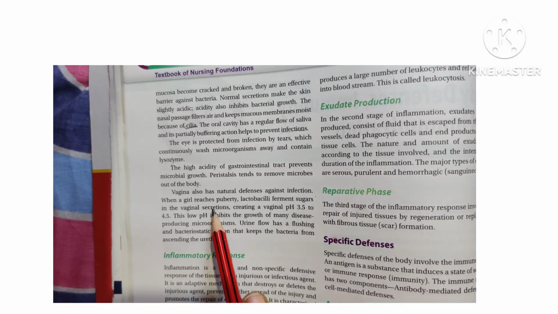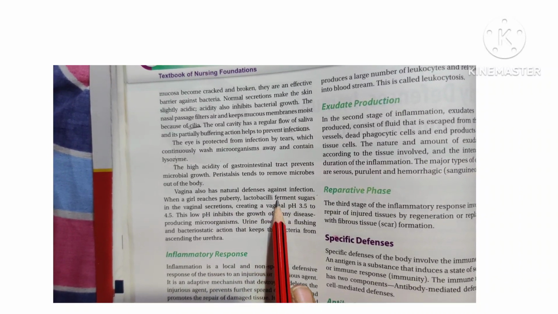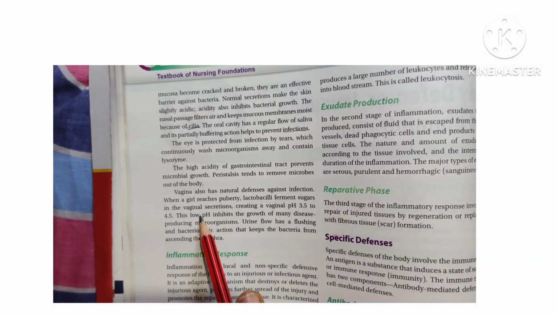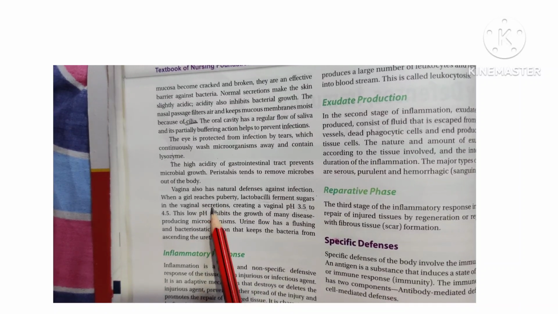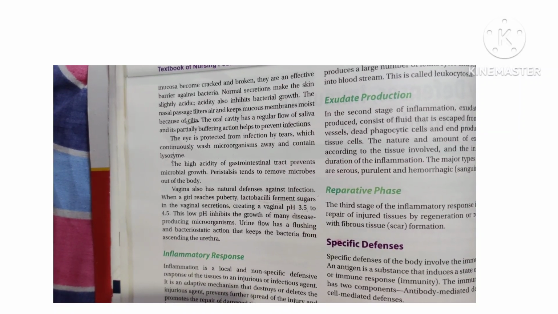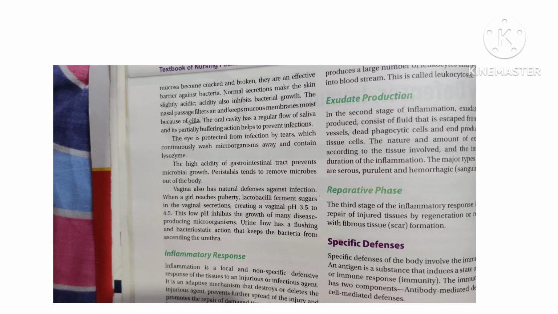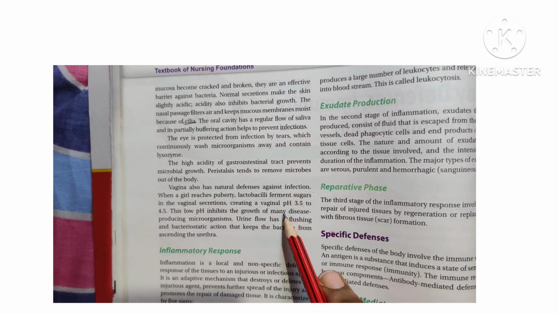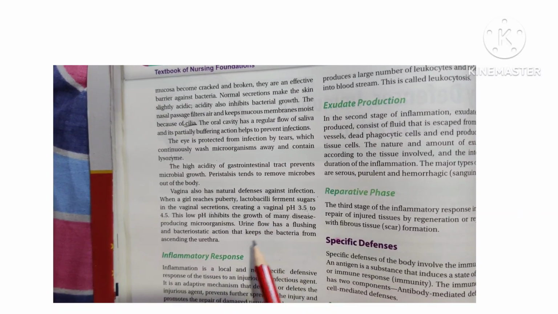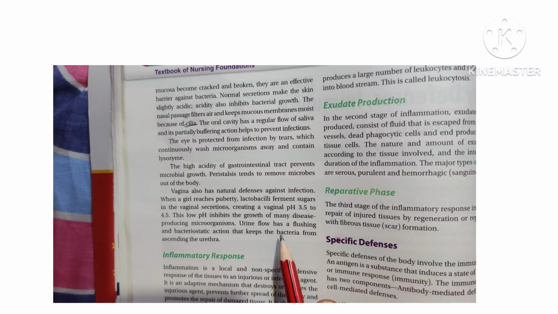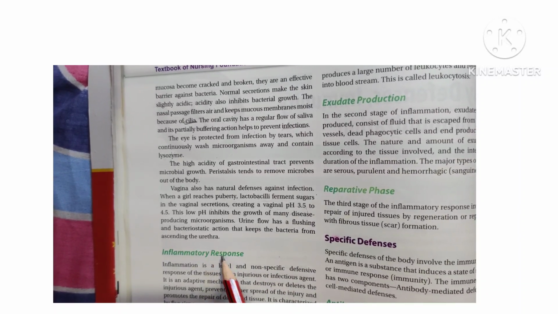the vagina. In the vagina there is also natural defense against infection. When a girl reaches puberty, as I already told, lactobacilli ferment sugar in the vaginal secretions, creating a vaginal pH of 3.5 to 4.5, which is an acidic medium. So when the girl reaches puberty, you will have vaginal secretions, white discharges, due to the fermentation of sugar by the lactobacilli. So lactic acid will be formed. The vaginal pH will be 3.5 to 4.5, which is acidic, and this prevents many disease-producing microorganisms, mainly bacteria, fungi, etc. And also the urine flow.